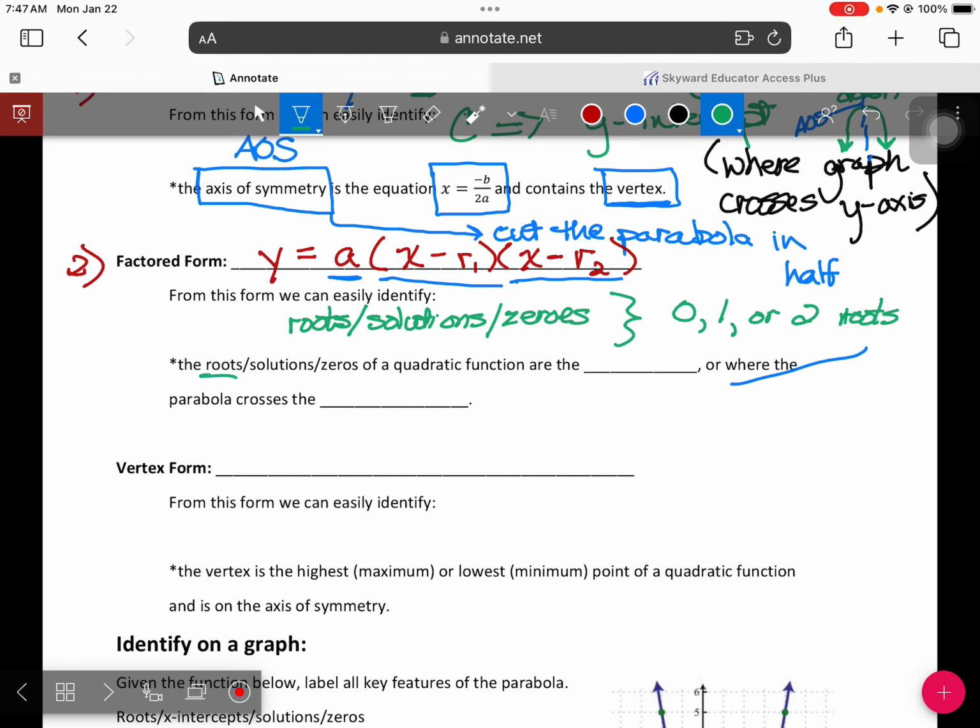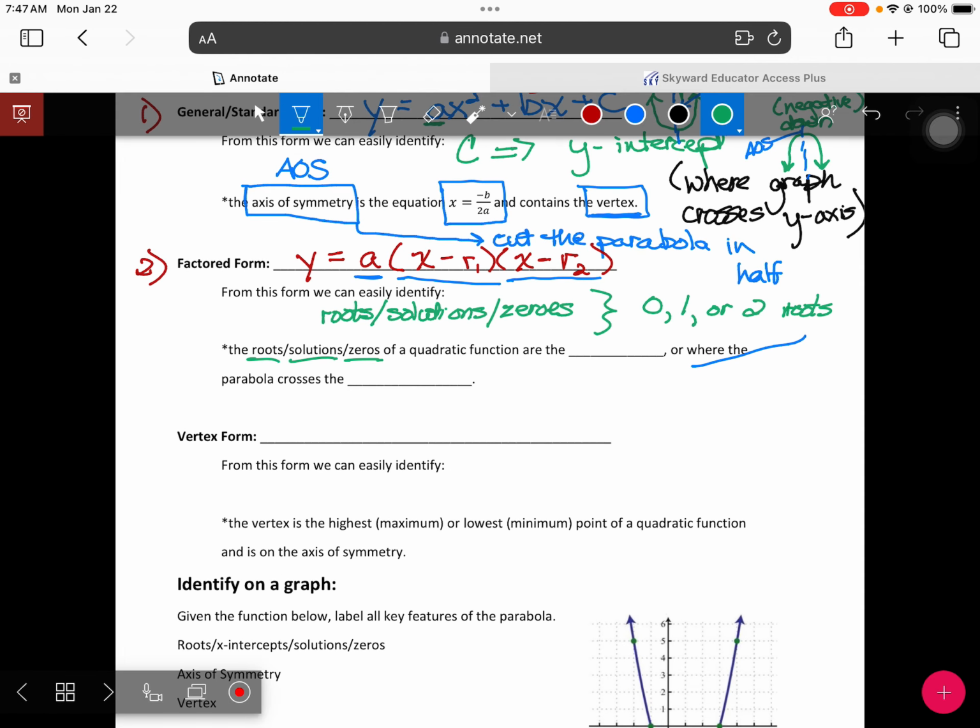The roots, the solutions, and the zeros of a quadratic function are the x-intercepts, or where the parabola crosses which axis again, if it's the x-intercepts? The x-axis, yeah. Okay. You're like, man, this is a lot. It is. I know it is.